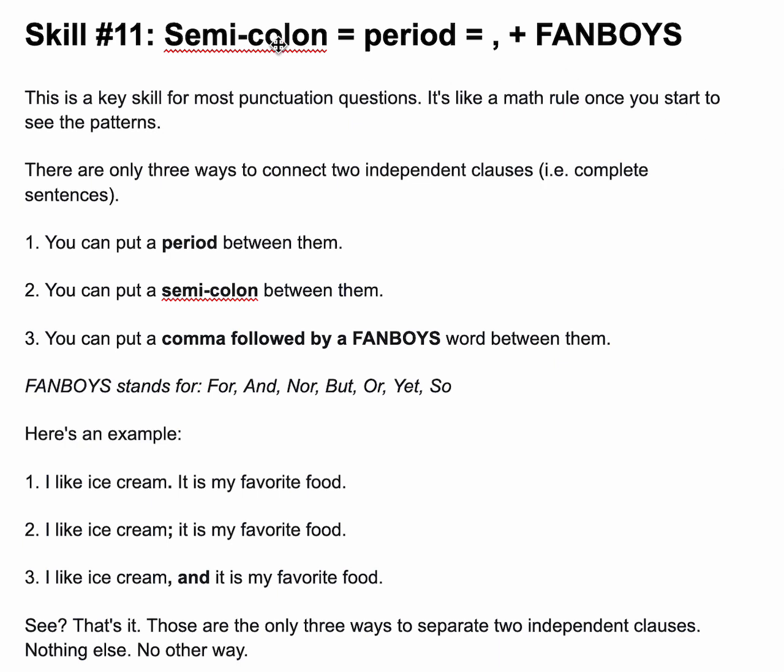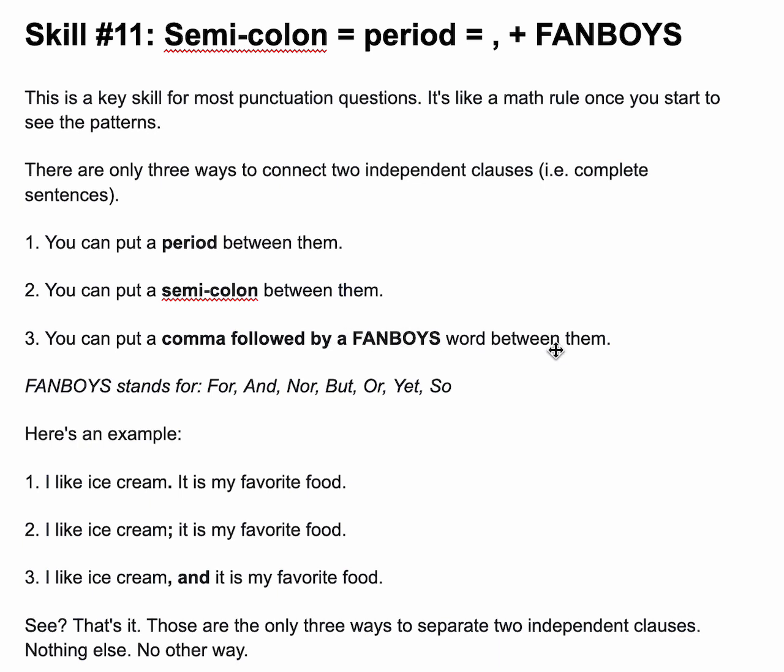All right, so the skill is that a semicolon equals a period equals a comma plus a fanboy's word, right? That is like an equation, like a math equation. So there are 3 ways to connect two independent clauses. An independent clause is a complete sentence, basically, a sentence that can stand on its own. If you can put a period after it, it's an independent clause. So the 3 ways are: you can put a period between them, you can put a semicolon between them, or you can put a comma followed by a fanboy's word between them.